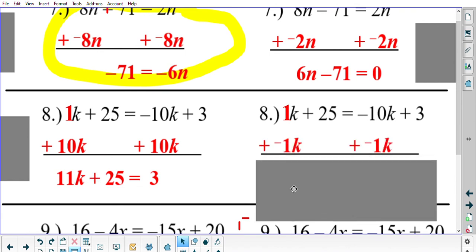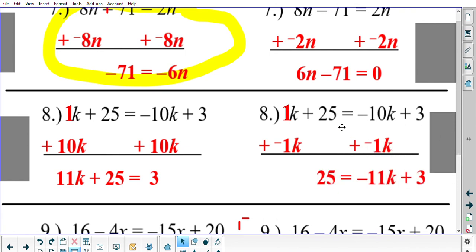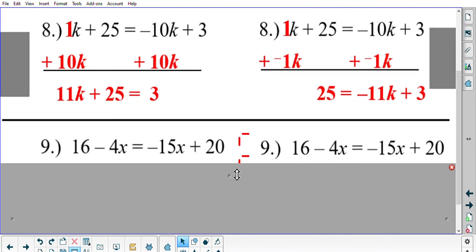The other way of doing it, adding by negative 1k, that would give you just the 25 on the left because 0 plus 25 is 25. Right-hand side, a negative plus a negative, add in your head, stays negative, negative 11k plus 3. If you thought two negatives make a positive, that's only true when you multiply or divide. When you add two negatives, the result is still negative, so that's why it's negative 11k if you did it this way. All right, very last problem.